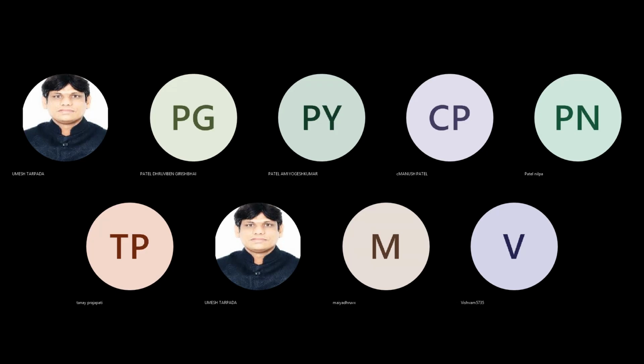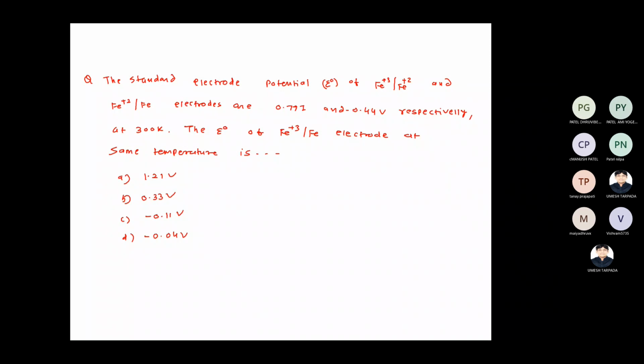Homework in order to solve it. Now you tell me, see what we can do in order to get the standard cell potential for Fe plus 3 to Fe. So what can you do? What is given to you? Fe plus 3 is reduced to Fe plus 2 by gaining 1 electron. This is the given reaction, and its cell potential is also given, 0.771.